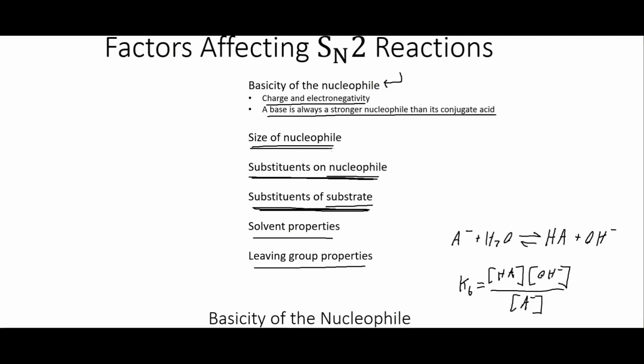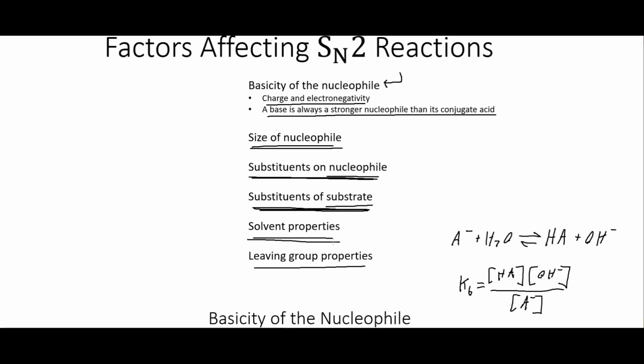We looked at the size of the nucleophile, especially looking at the halogens, where the larger nucleophiles are going to be better nucleophiles because they can accommodate that negative charge better, and because there's going to be more overlap in the transition state, and so it's going to be a stronger bond in the transition state.